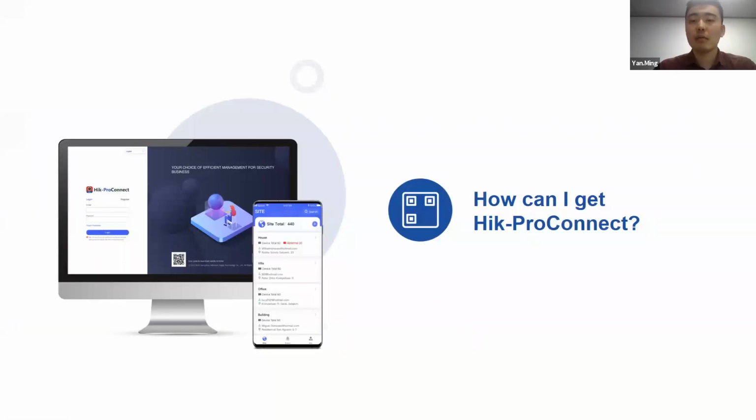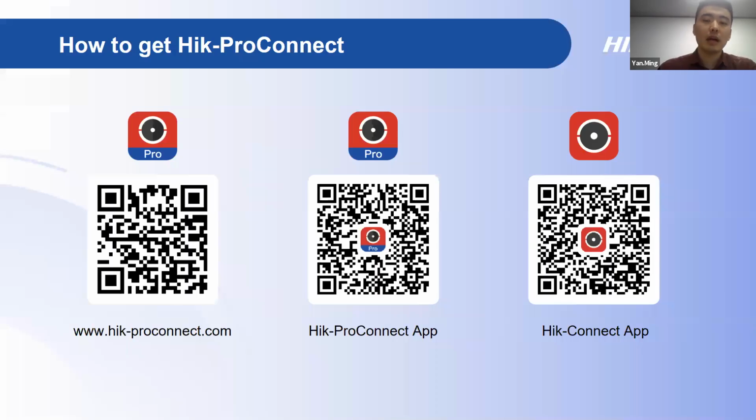Okay, now where can you get Hik-ProConnect? I have put the QR code on the screen so you can download it from your PC, Apple, or Android devices. Hik-ProConnect supports IE browser 11 or above, as well as Firefox and Chrome. For mobile app downloading, it requires iOS 10 or above, or Android 5 or above.